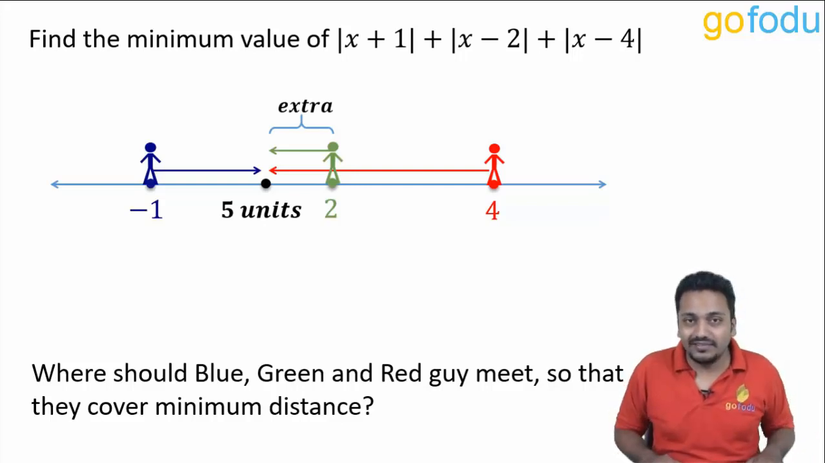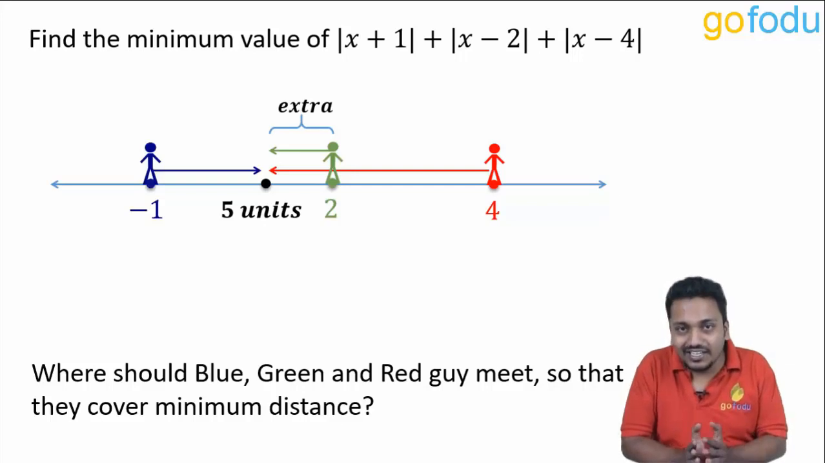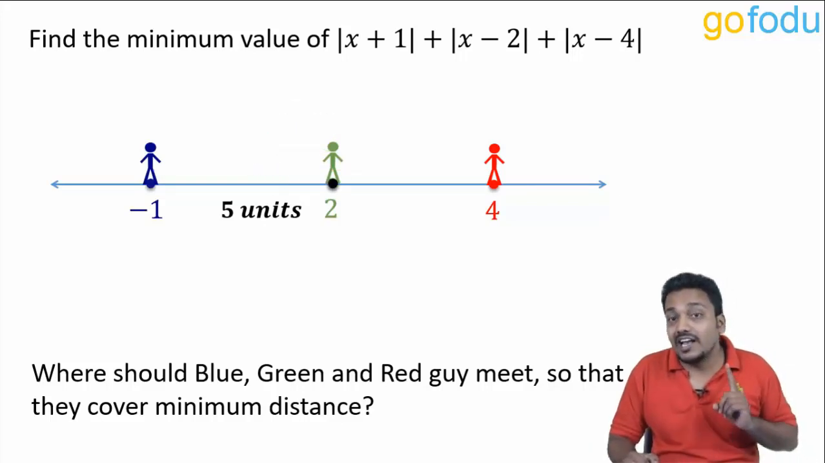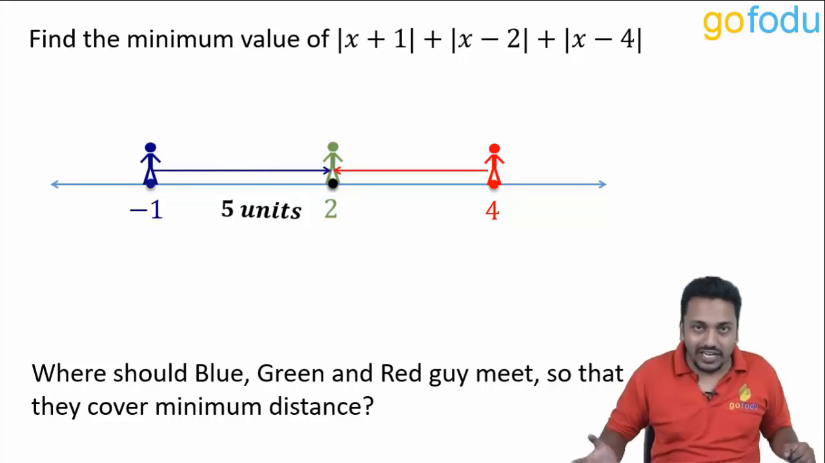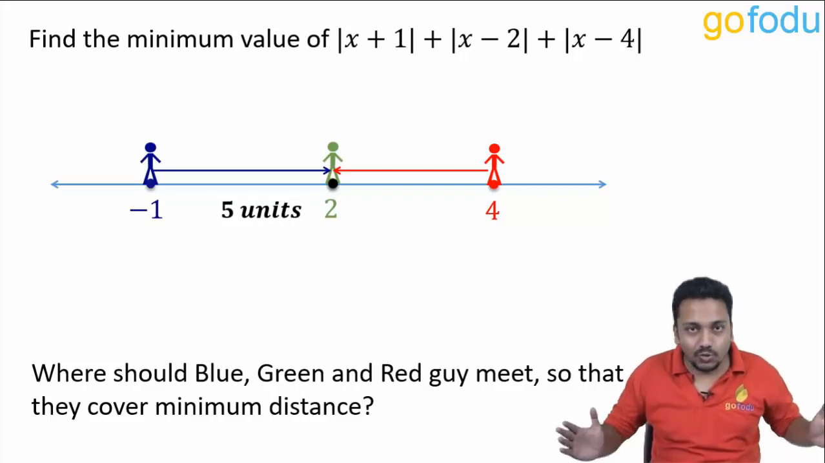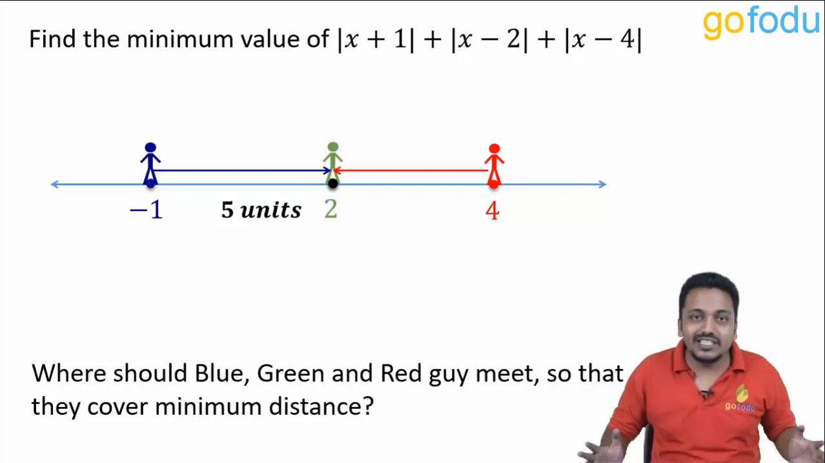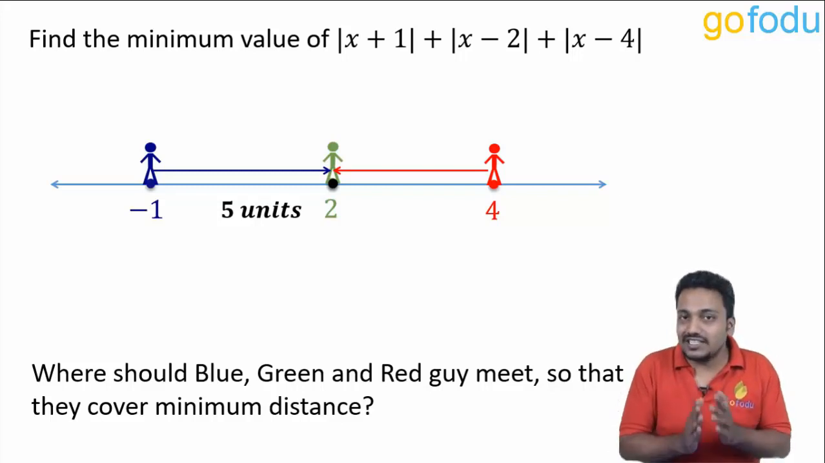Think about it. What if the point where the green guy is standing is the point of meeting for all 3 guys, and the green guy doesn't have to move at all? Blue guy will come from -1 to 2, and the red guy will come from 4 to 2, covering a total of 5 units, and all 3 will meet at 2. This 5 units is the minimum distance which occurs when the value of x is 2.